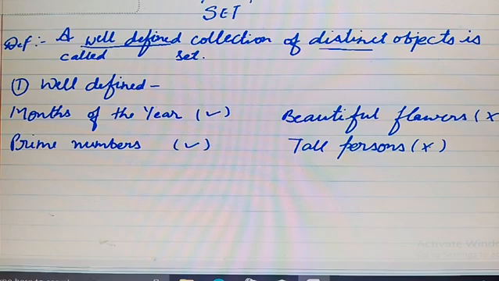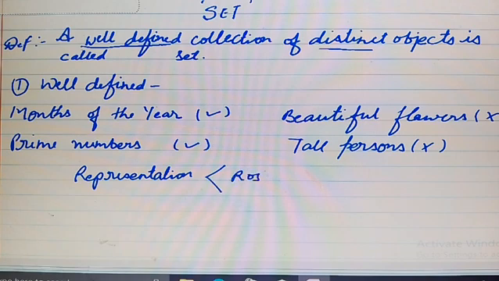Now see, the second step in the topic is representation, which means how we write a set. There are two methods. One is called roster form, and the second is called set builder form.